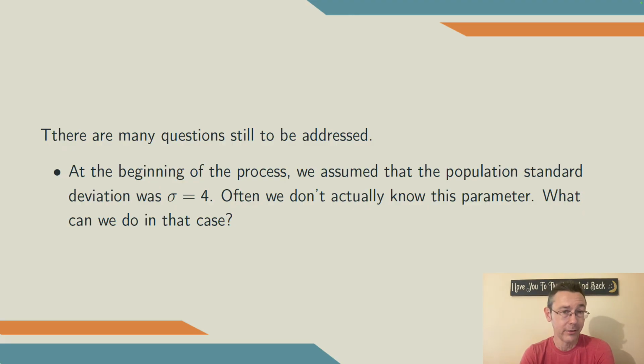Finally, at the beginning of this whole process, we assumed that the population standard deviation was known, and in particular, in this example, we assumed it was sigma equals 4 grams. But in practice, we don't tend to know that parameter any more than we know the population mean. So what should we do in that case?